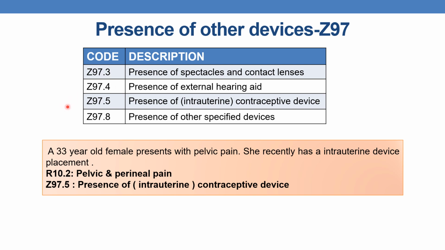Next is Z97.5. It deals with the presence of intrauterine contraceptive device. And the next is Z97.8, which is the presence of other specified devices.